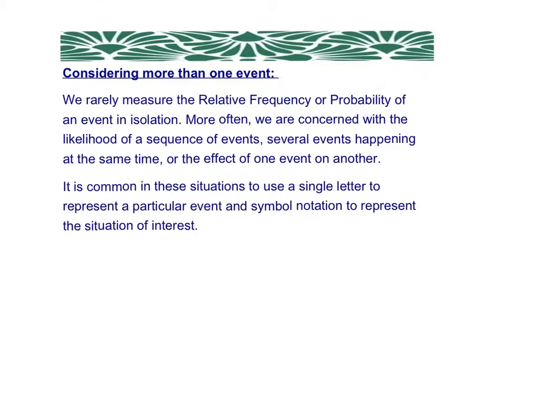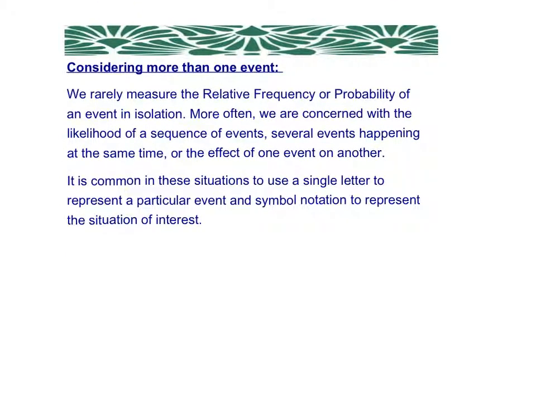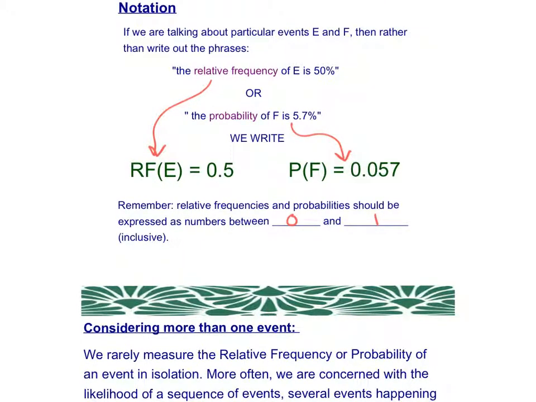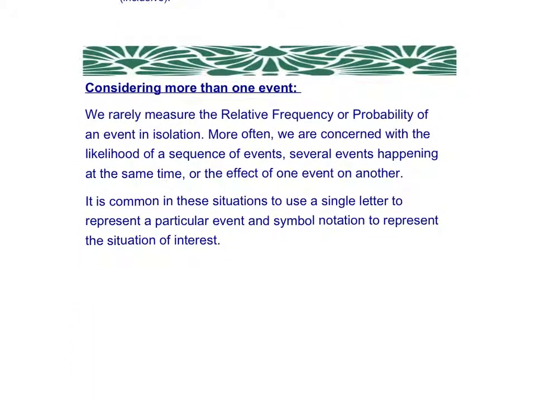What we want to really talk about today, now that we have relative frequency and probability under our belt, is considering more than one event. Rarely do we measure relative frequency or probability in isolation. More often, we're concerned with the likelihood of a sequence of events, or several events happening at the same time, or if one event is going to affect another event happening. It's common in these situations to use a single letter to represent an event instead of writing out the situation. If E is some event, F is going to represent some event. It's a lot easier to write one letter instead of defining it every single time.